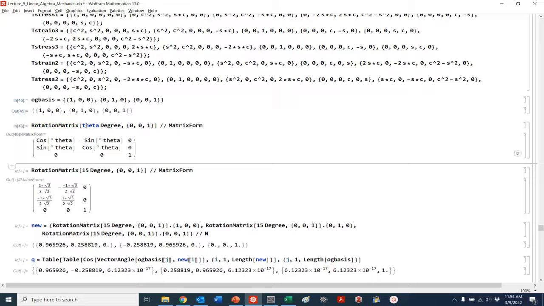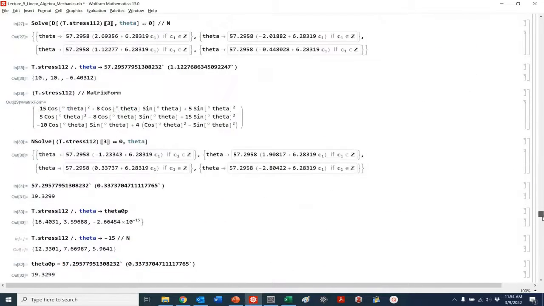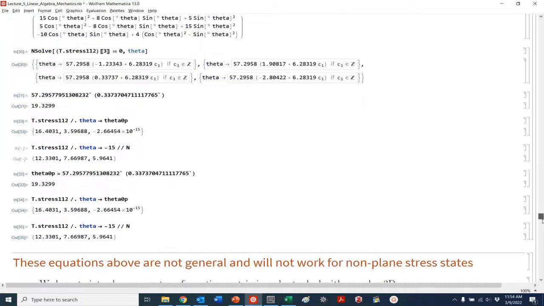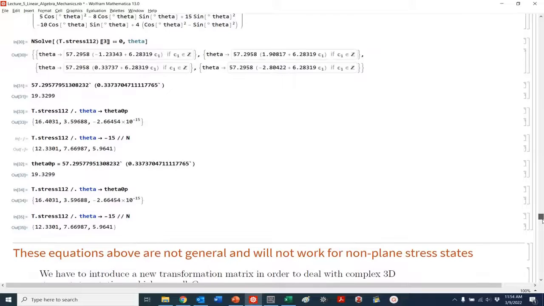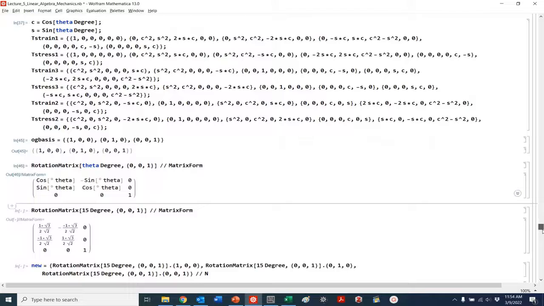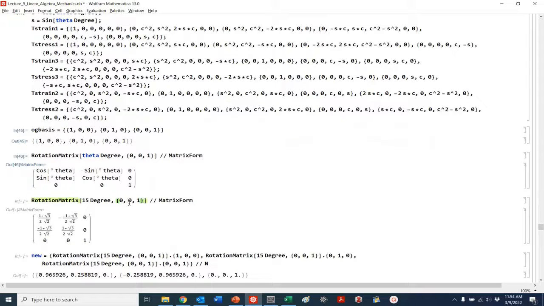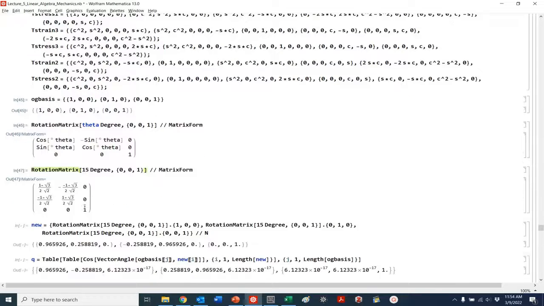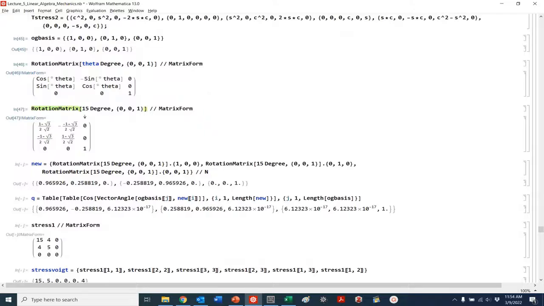So I could build a rotation matrix using Mathematica here, and I could set an angle. For example, if I want to try to recover the same answers we got over here, because we were looking at a 3D stress state but we were just rotating the 1, 2 plane, that minus 15 degrees, we can go ahead and do a rotation matrix for 15 degrees here, or minus 15, whatever you want to do. Actually, we can do minus 15. So I can do my rotation matrix here, minus 15. I'm going to rotate here.